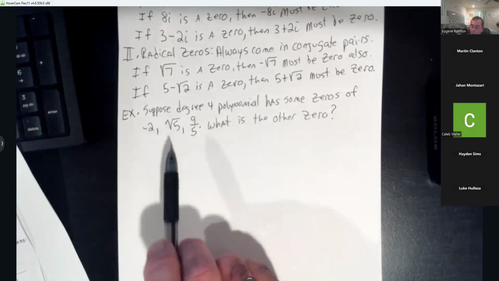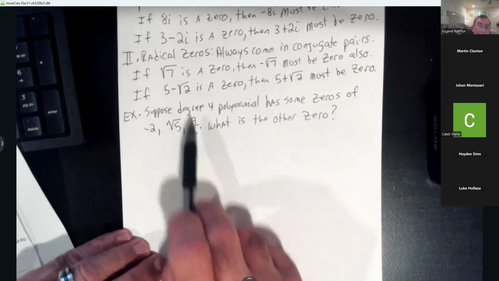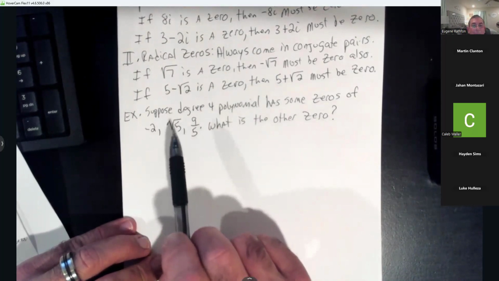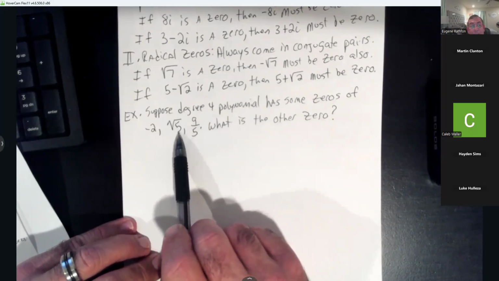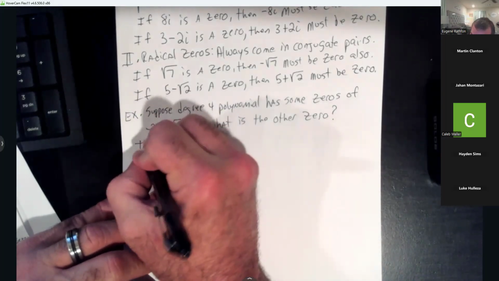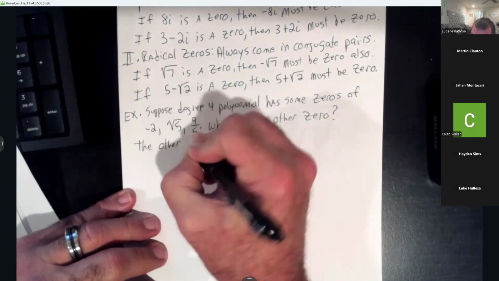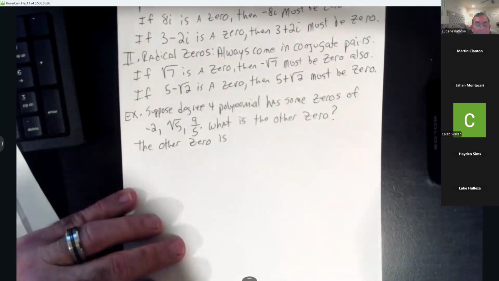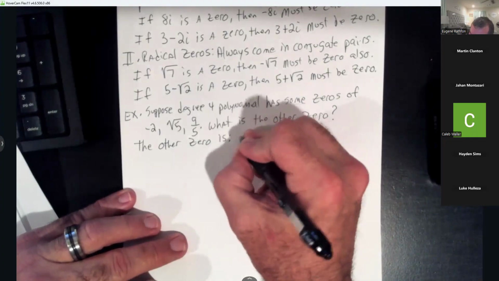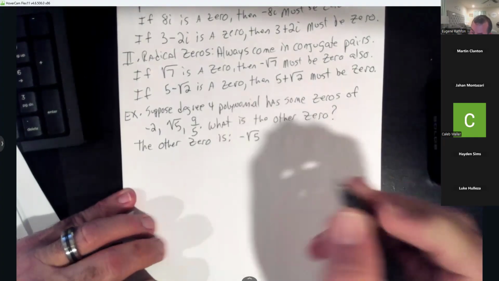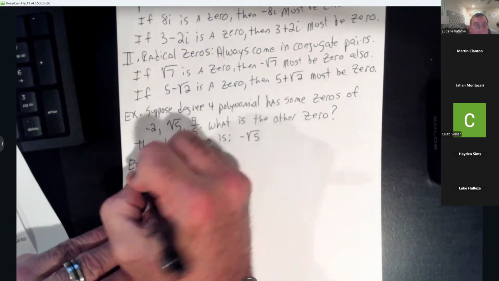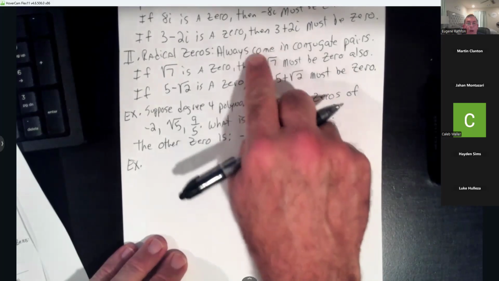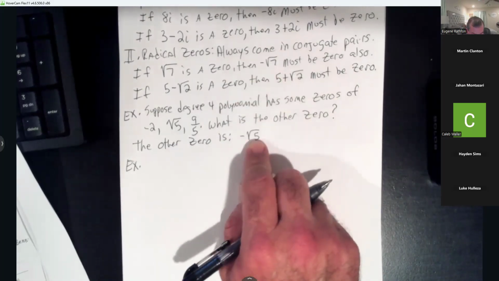And y'all, really only one of these we even talked about up here, right? That's going to be that square root of 5. So if a square root of 5 is a zero, the other zero is a negative square root of 5. Hey, y'all, so that's all we're doing, using these 2 properties to come up with these other zeros, okay?